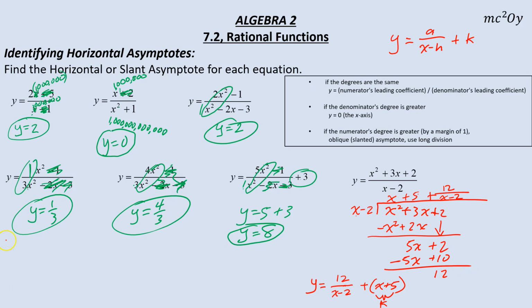If I were to actually graph this, x plus 5, we go up, it's a linear equation. 1, 2, 3, 4, 5. We have this line that has a slope of 1. It does something like this. I know that I have a vertical asymptote at 2, right? That's what makes this 0.